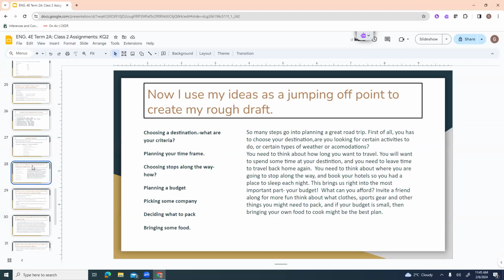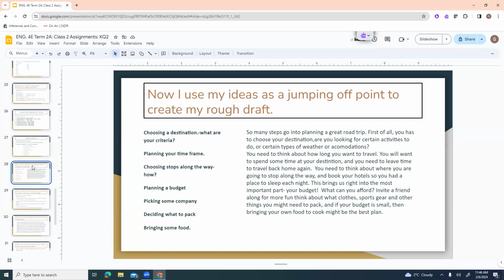Now, I'm going to use my ideas as a jumping off point to create my rough draft. I'm not going to go through all of this, but I do find that when people don't do it, it becomes really obvious, because usually they can't write as much since they didn't spend the time thinking about it ahead of time. Or they end up repeating themselves a lot because they're trying to fill up the space, but they haven't really thought about what they're going to say. So they're trying to say the same thing in a different way.